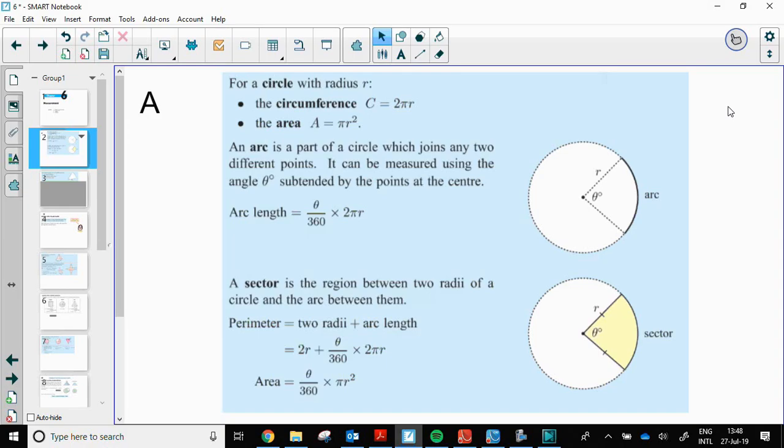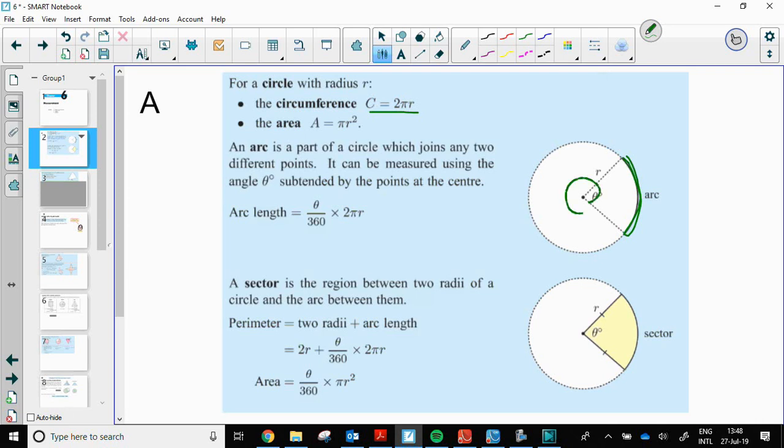Okay, so we're going to talk about parts of circles here. So we have an arc, that's just a portion of the circumference of a circle. All right, there we go. And we can calculate what the length of that arc is by considering it as a proportion out of the entire circumference. So the entire circumference is 2 pi r. Right, we know that.